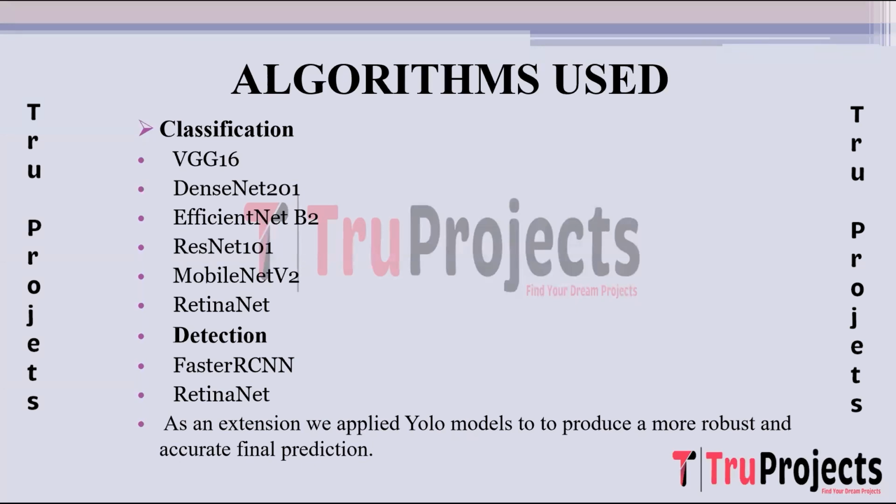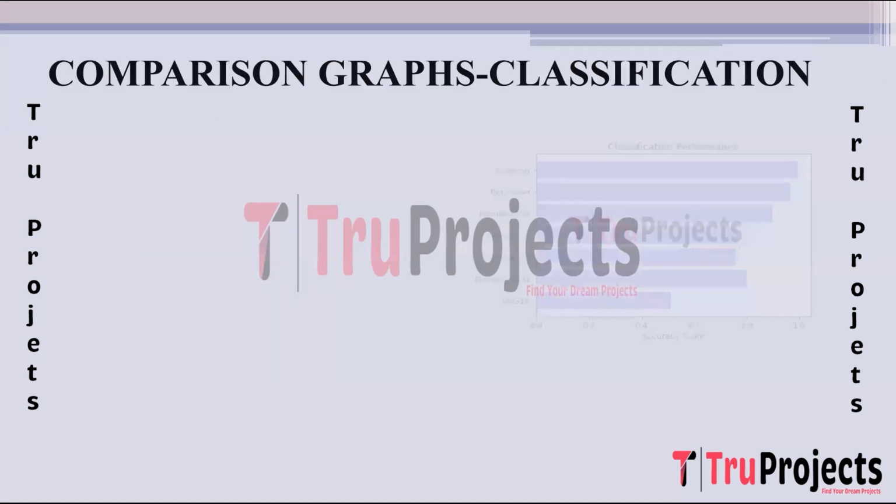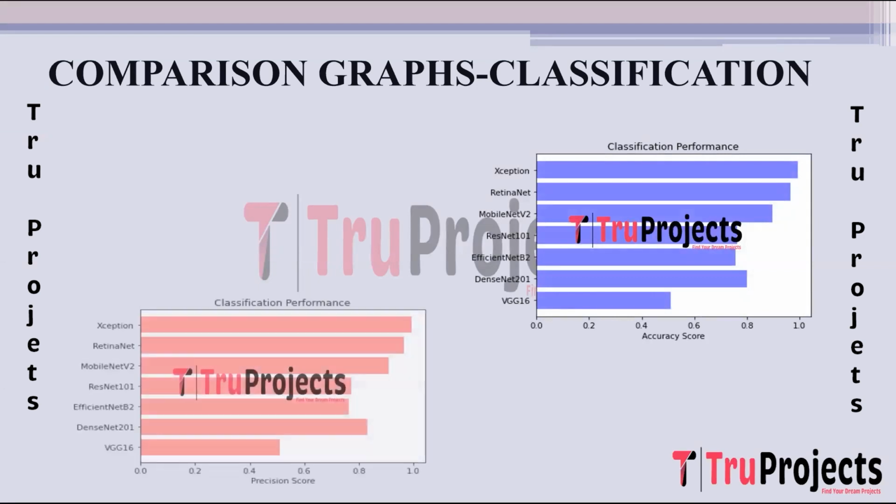The extension of applying YOLO models to the lung RetinaNet project likely aims to enhance the accuracy and robustness of tumor detection by leveraging YOLO's unique approach to object detection. Comparison graph. Models are compared with the parameters accuracy, precision, recall, and FN score. These are the classification comparison graph.